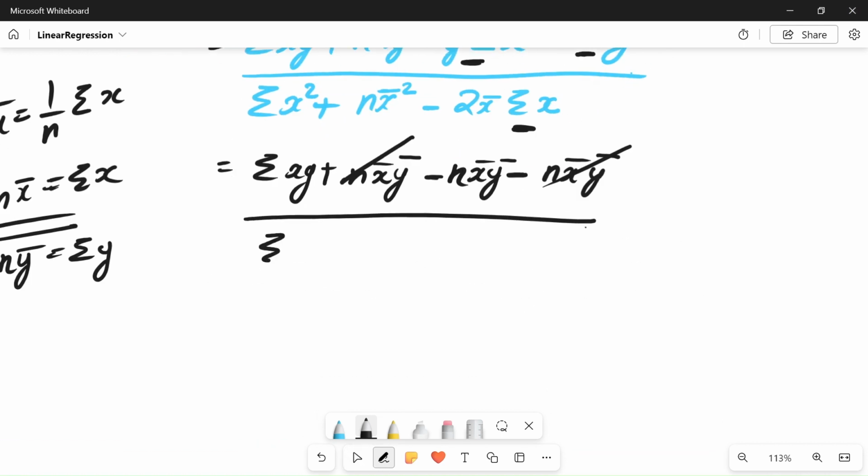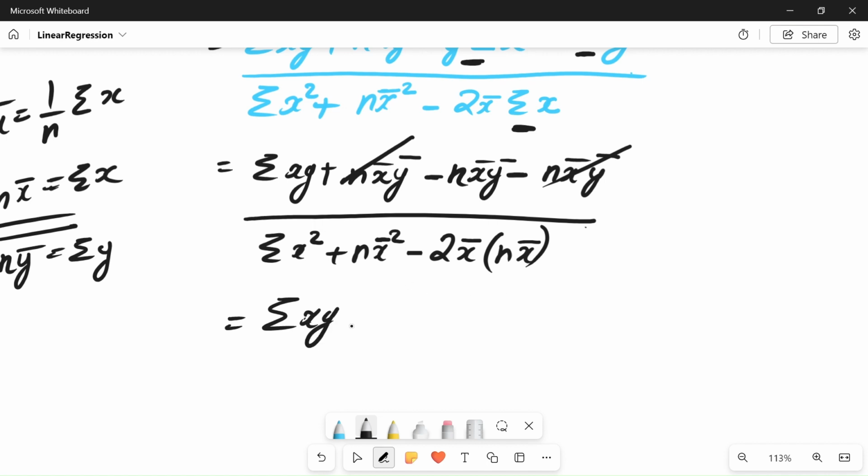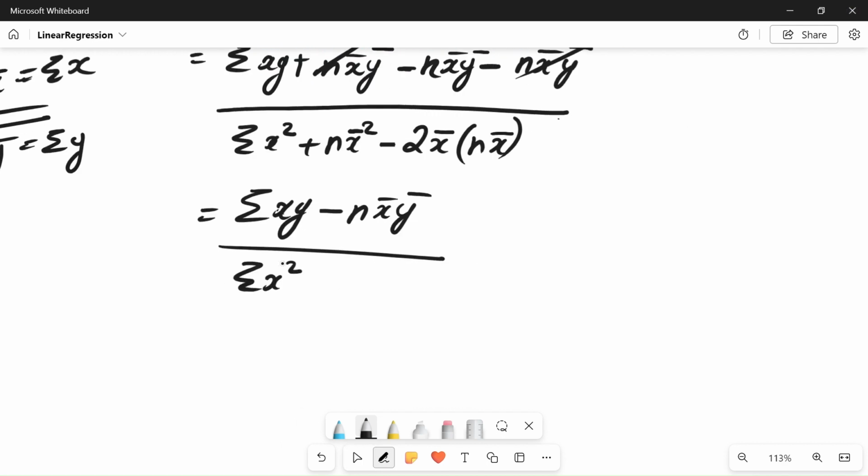Make some space. Summation x squared plus n x squared minus 2 times x bar times n x bar, right? It will eventually become minus 2n x bar squared, and minus 2n x bar squared plus n x bar squared will be minus n x bar squared, right? If you do the subtraction over here, then it will become like this: minus n x bar y bar whole divided by n summation x squared minus, I'm sorry, n x bar squared.